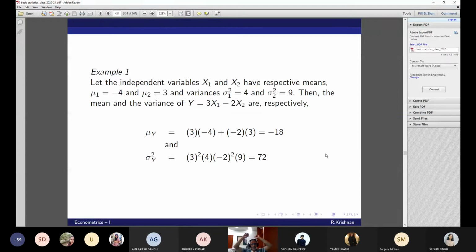Okay, now let's look at this. The independent variables x1 and x2 have respective means mu1 equal to -4, and variance sigma 1 square, and mu2 and variance sigma 2 square. Then the mean and variance of y is equal to, very simple.